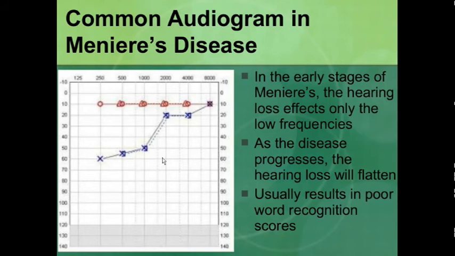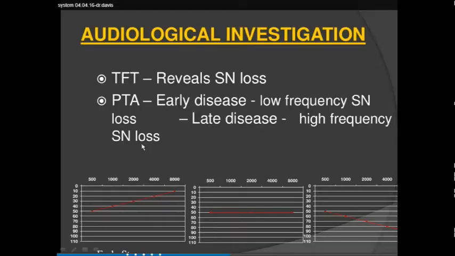So this is how, in early stages, there is a low frequency hearing loss. The right ear is normal, in the left ear you can see the bone conduction is also dipping along with air conduction. In the low frequencies the dip is more, which indicates an early stage of Meniere's, and gradually as it progresses higher frequencies are affected.